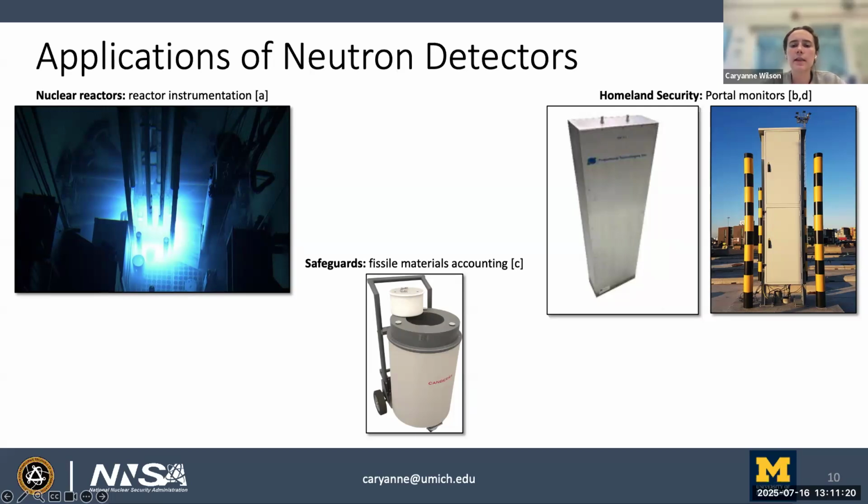And then these same principles can also be applied to Homeland Security. Oftentimes the Department of Homeland Security will set up portal monitors containing either scintillators or helium-3 to detect neutrons at ports and borders. This can help prevent smuggling of sources in and out of the area. And it can also be used in lab spaces to monitor for contamination.